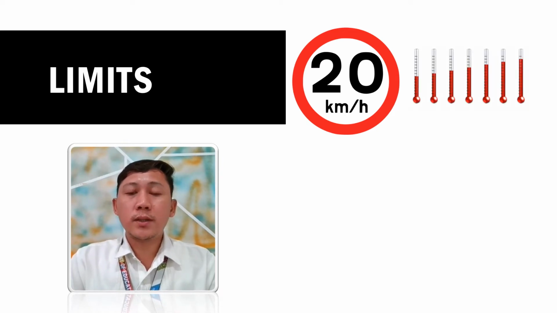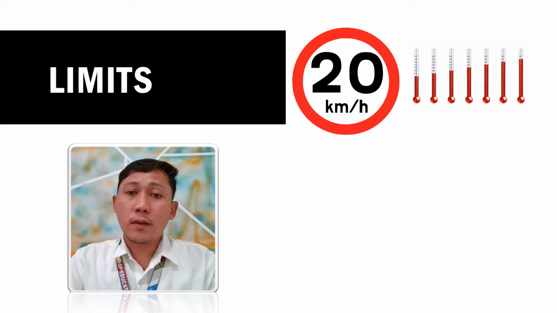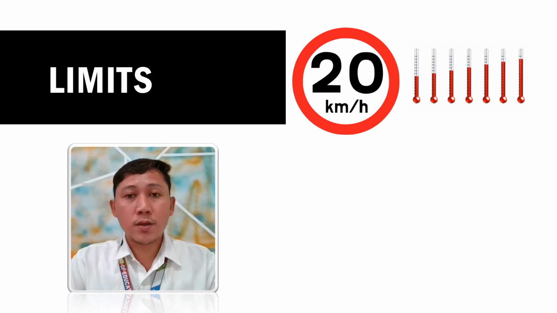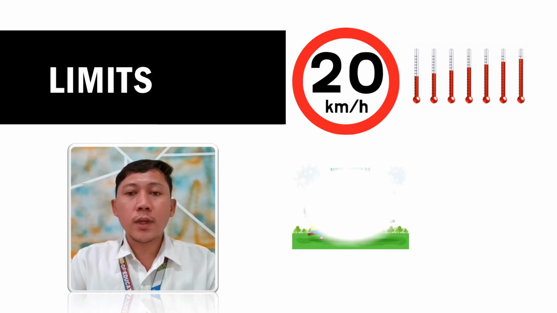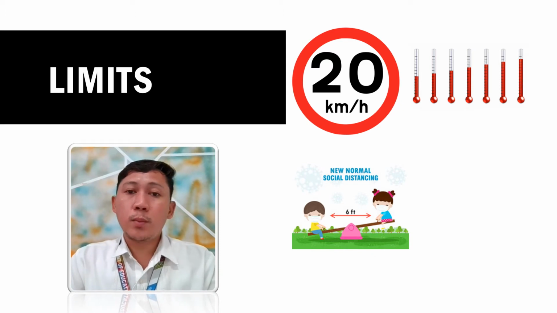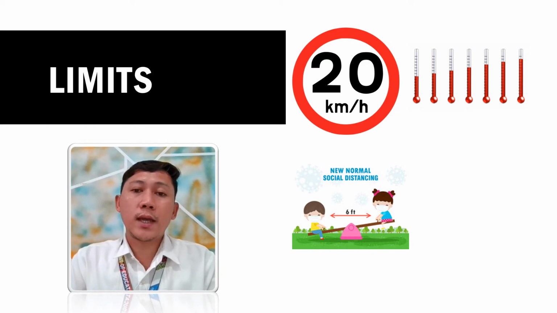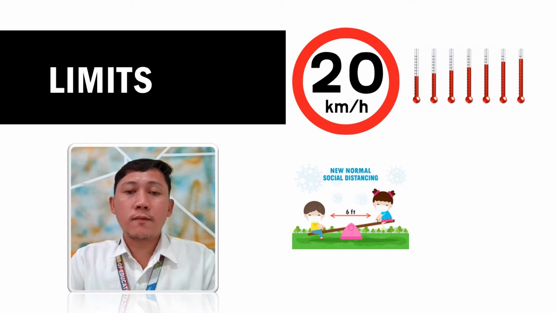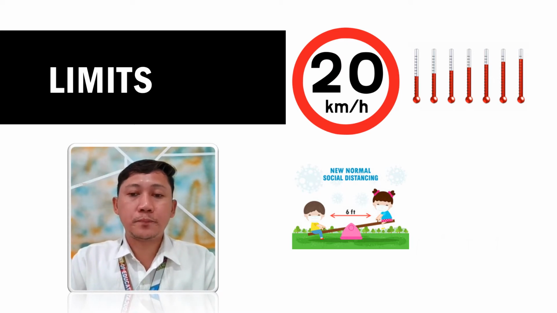The normal body temperature is 37.5 degrees Celsius. Exceeding that temperature means you have a fever. The next example is the social distancing set by the Interagency Task Force for the Emerging Infectious Disease in the implementation of the general community quarantine in the Philippines. This limits the people from higher possibility of getting the coronavirus or the COVID-19.